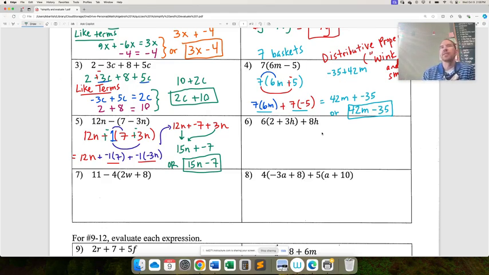All right. Number 6, same idea. We're going to try to follow order of operations. We have something in parentheses, but we can't do it. We can't do 2 plus 3h, but we can do 6 times 2 and 6 times 3h. We can wink and smile. I'm not doing 6 times the 8h, by the way, because the 8h is not in the parentheses. So that just comes on down.